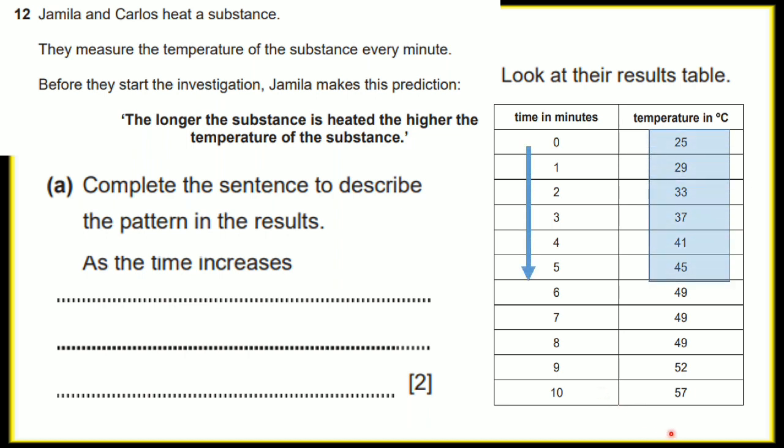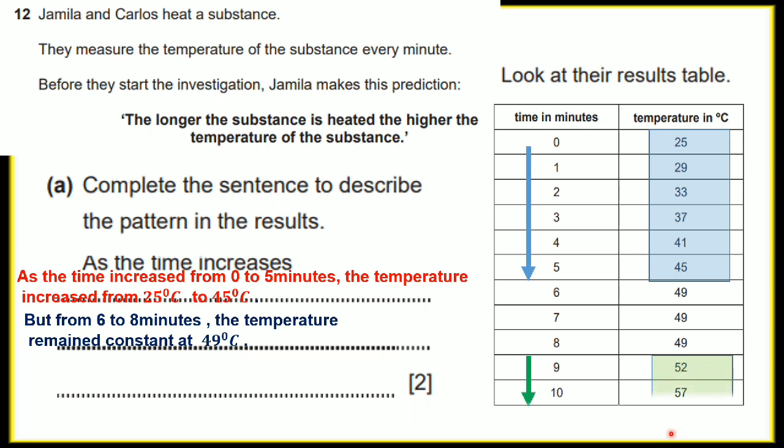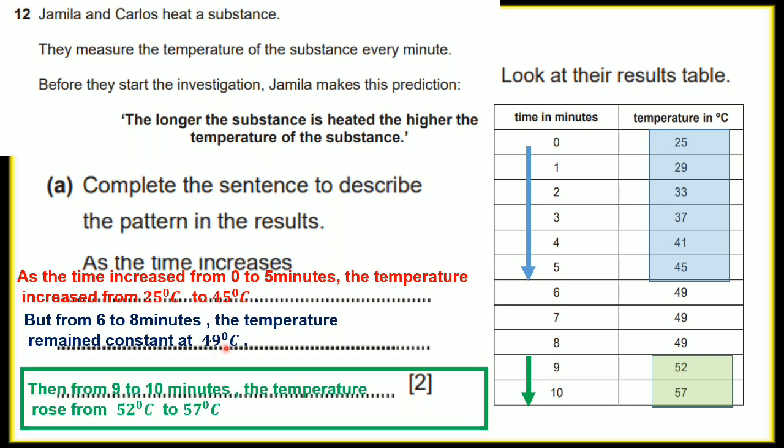So you look at it. As the time increases from 0 to 5 minutes, temperature increases from 25 to 45. But from 6 minutes to 8 minutes, the temperature remains constant at 49 degrees. And then from 9 minutes to 10 minutes, the temperature rose from 52 to 57 degrees Celsius. So you see this pattern. You just write about it.